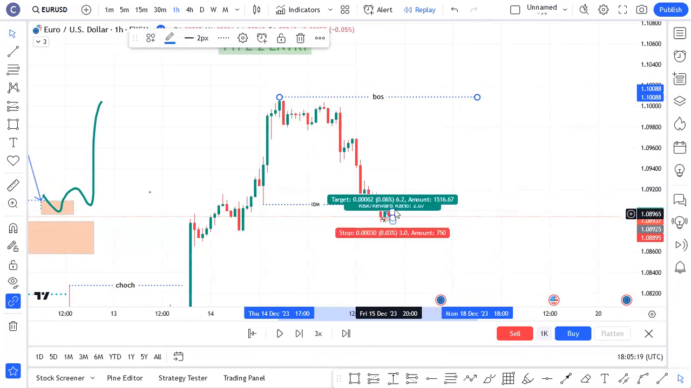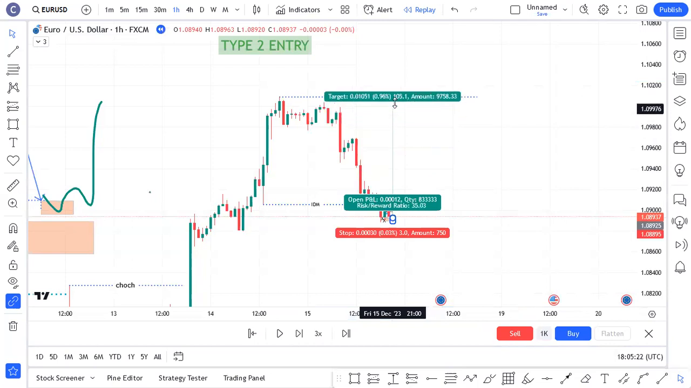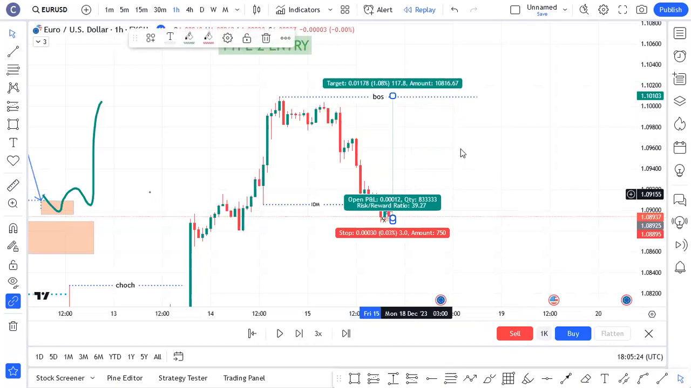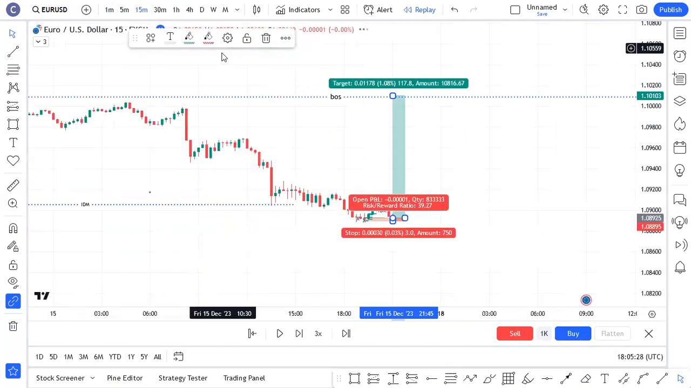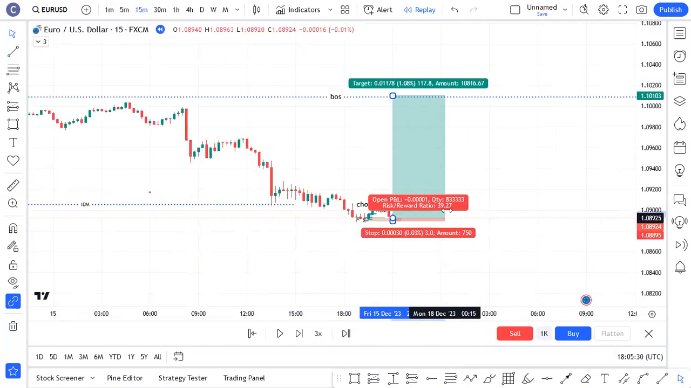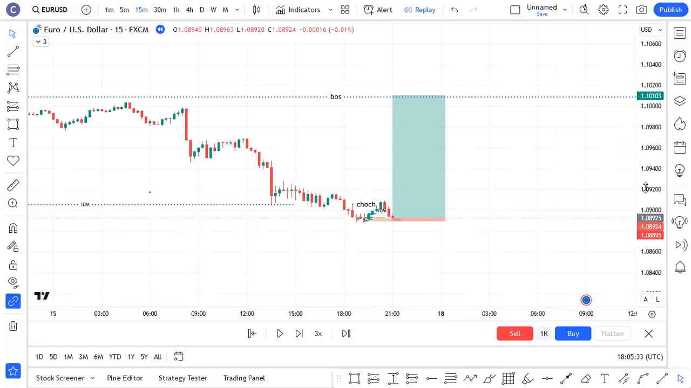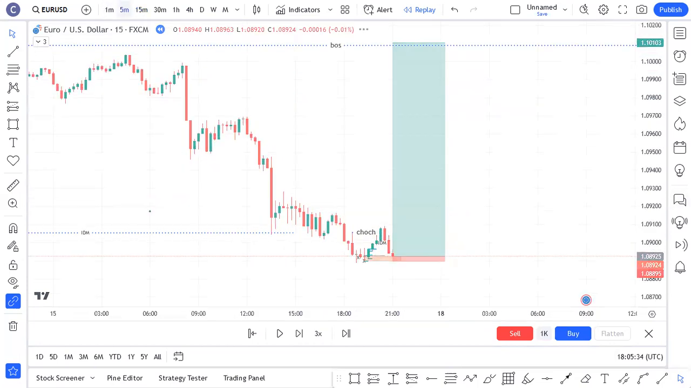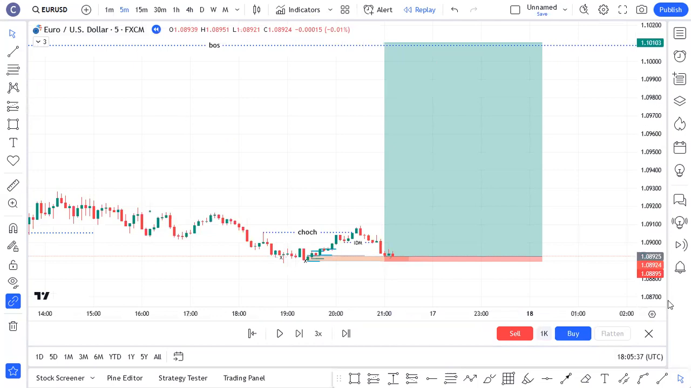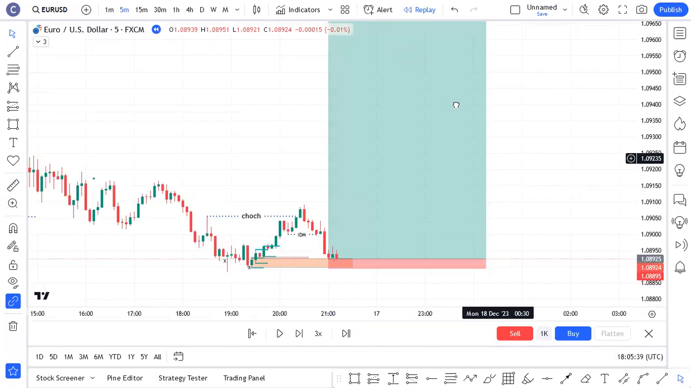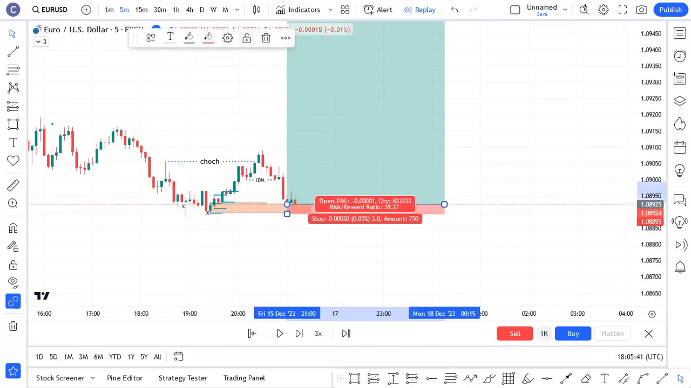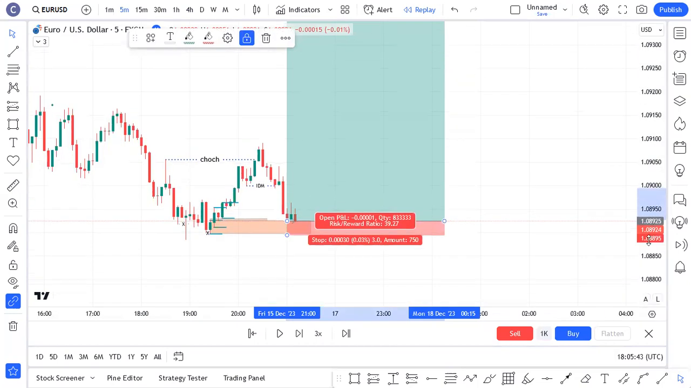Break of structure, where's that? This is where we're going to target, right? Let me just go to 15 minutes. I just want to see the market very well. This is where we're targeting. So let's go to the 5 minutes and see what the market is doing, and it might give us another entry again. So I'm going to lock this one so that it does not move. Okay.